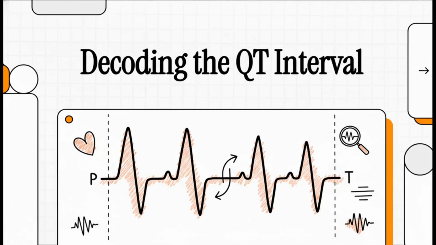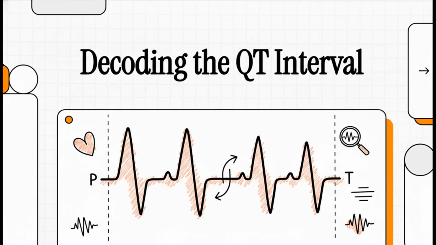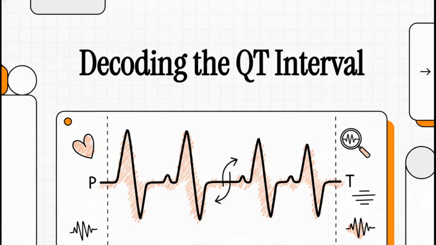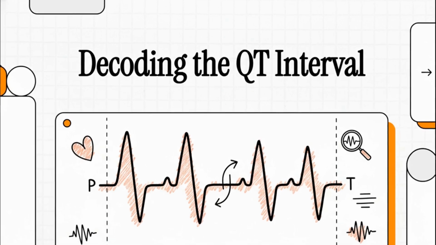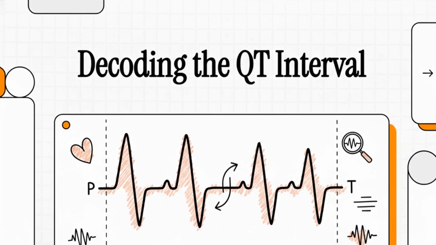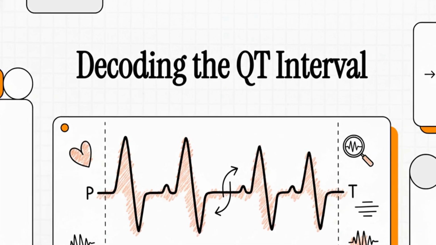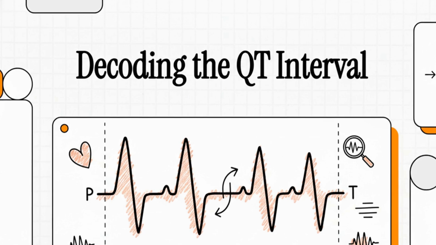Hey everyone, welcome. Today, we are going to tackle something that's absolutely critical in reading a heartbeat, but believe it or not, gets missed all the time. We're talking about the QT interval. It's just a tiny little measurement on an EKG, but it tells a massive story about the heart's health, and I'm going to show you exactly how to see it.